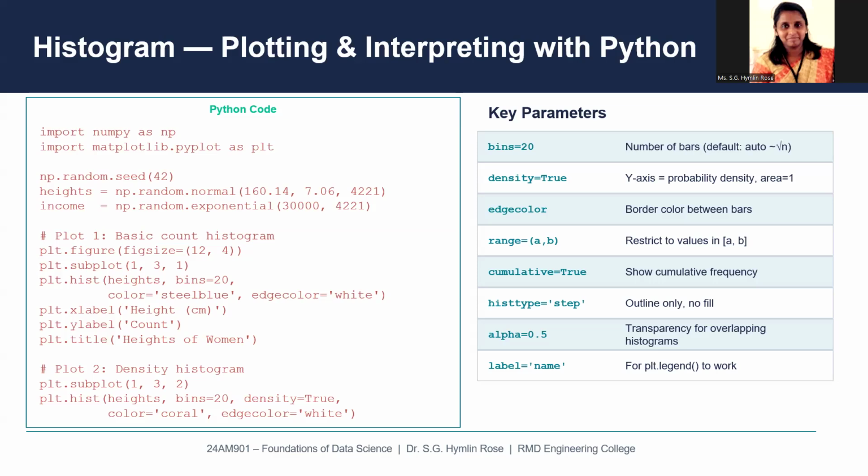And the next is the density histogram, which is based on the bin count. Setting density to true changes the y-axis from raw count to probability density. The total area of all bars must be 1. This is essential when comparing the distributions of different samples. This is one example for plotting the histogram.